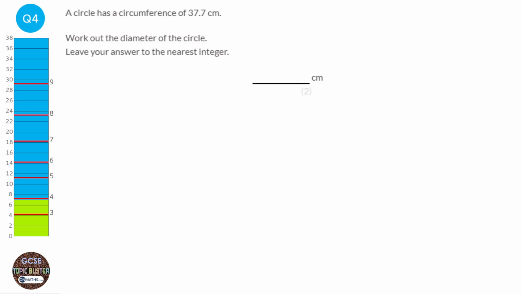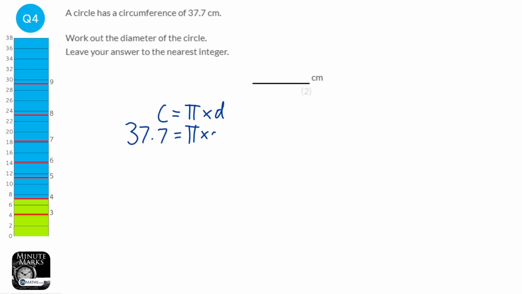The formula for the circumference of a circle is circumference equals pi times the diameter. In this question, we're given the fact that the circumference is 37.7, and we're asked to find the diameter. So if we put our lines in, all we need to do is divide both sides by pi.